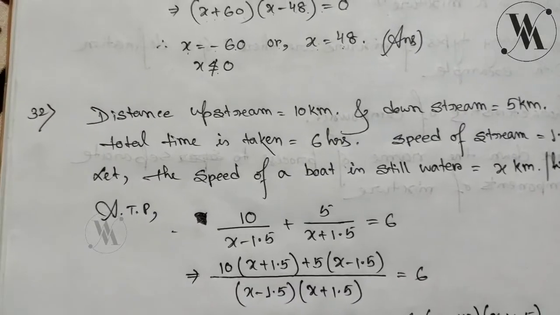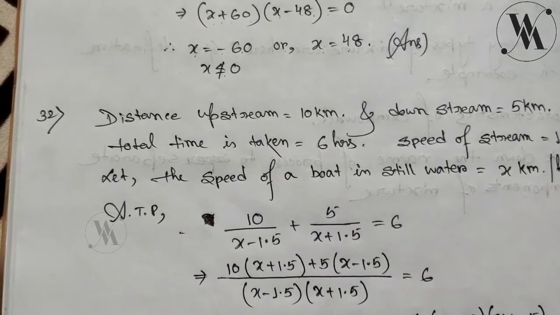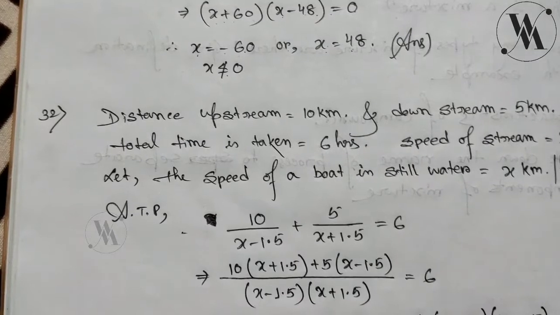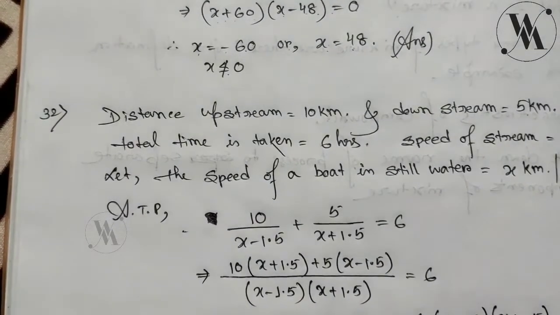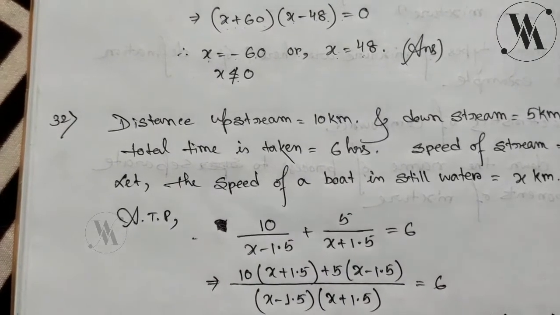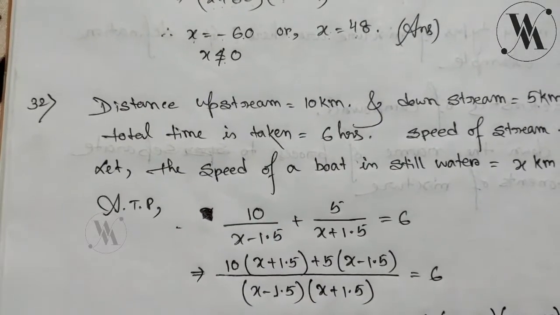Now sum number 28, 29, 30 are all the same kind of sum. All of them use the distance formula, where you can find the speed of the train, the speed of the bus, anything. Okay, that kind of sum are these. So now I am going to solve the next one, sum number 32.